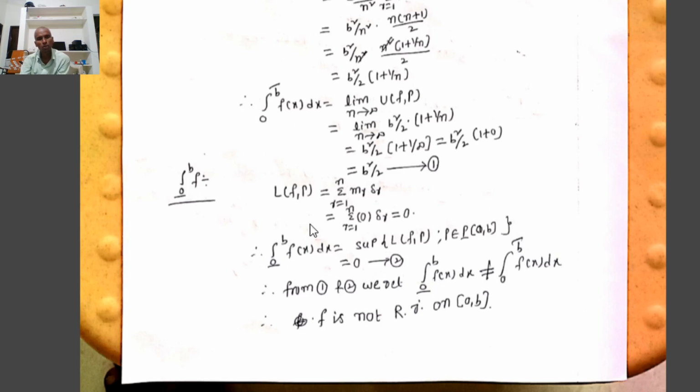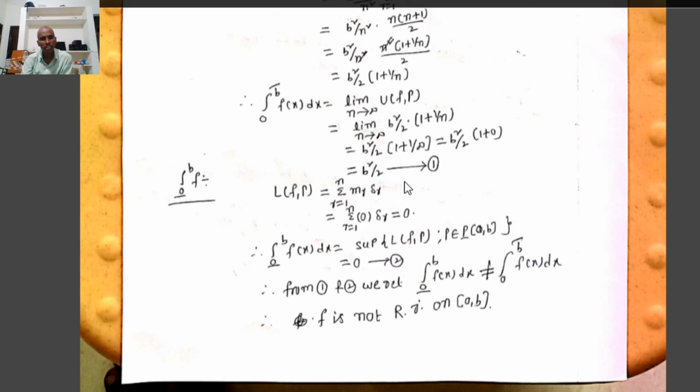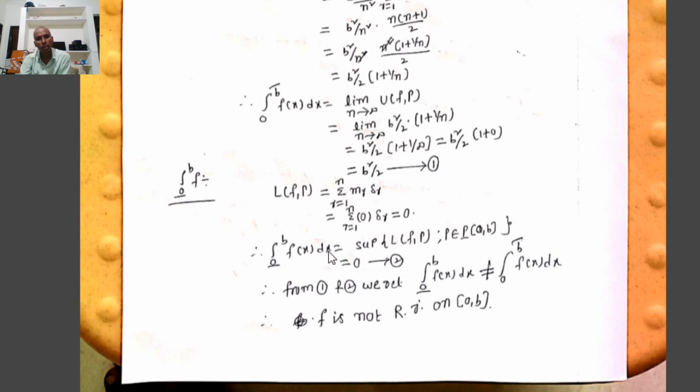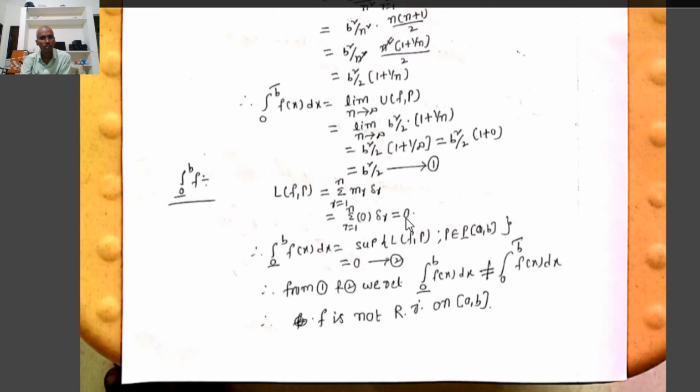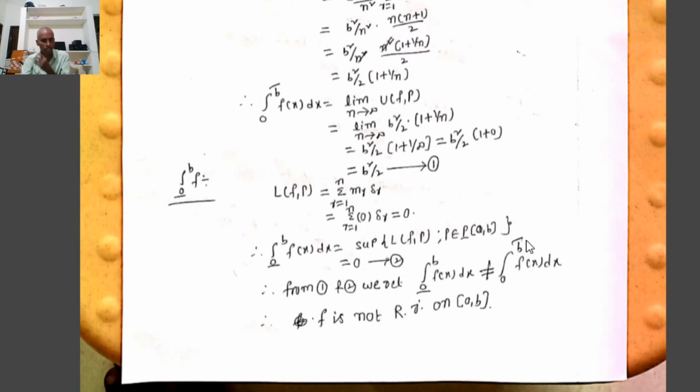Therefore LFP equals 0. Now we have to find the lower Riemann integration. By the definition of the lower Riemann integration, the lower integral from a to b of f of x dx equals the supremum of LFP, such that P belongs to the set of partitions of the closed interval, that is, the supremum of the set of all lower Riemann sums. Therefore the lower integral from 0 to b of f of x dx equals the supremum of the set of all lower Riemann sums, where the lower Riemann sum is equal to 0. Therefore the lower integral from 0 to b of f of x dx equals 0.